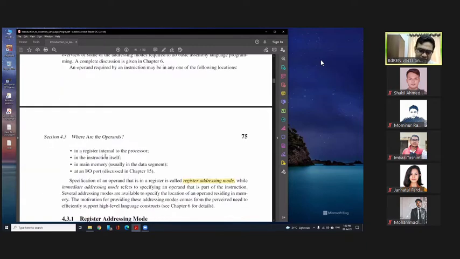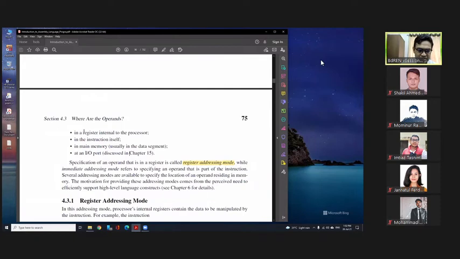First of all, of course, it is the register, then the instruction itself, because sometimes you can find the value of the variable inside the instruction. Then obviously the main memory, and sometimes input output. In this chapter number 4, we are going to discuss the first 3: the register, the instruction, and the main memory. The input output you are going to discuss in chapter number 15, whenever we discuss input output.